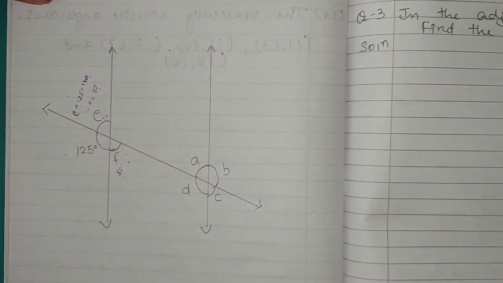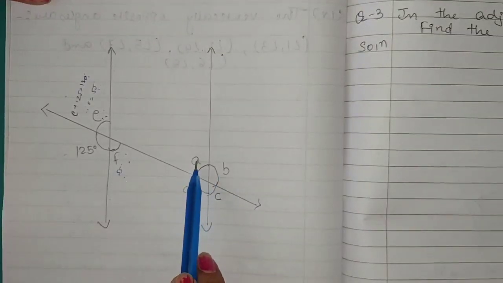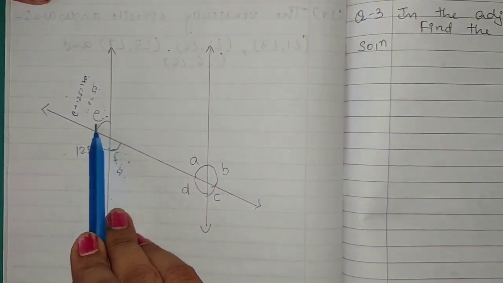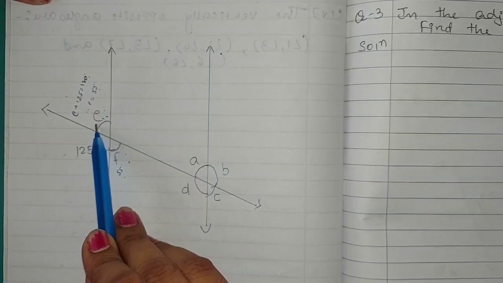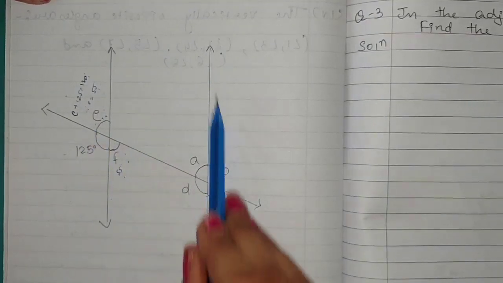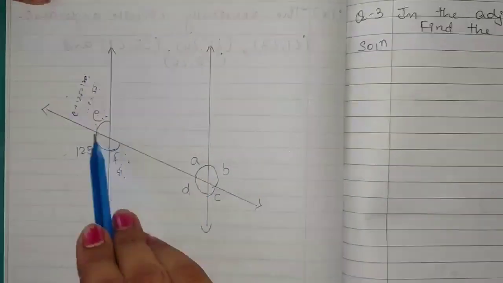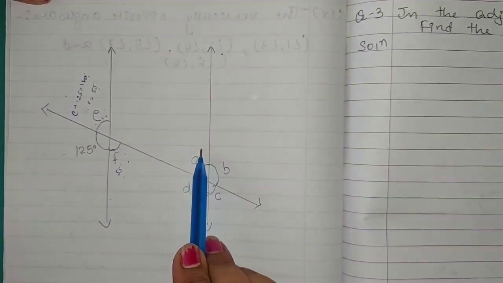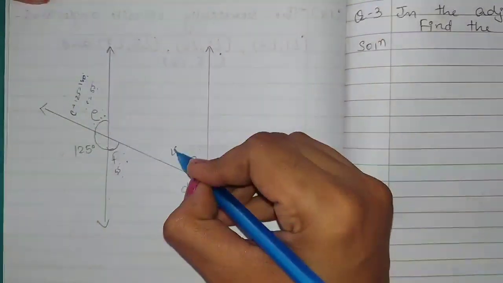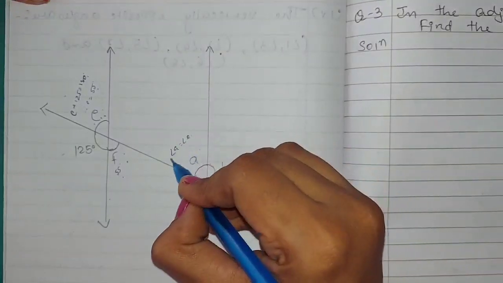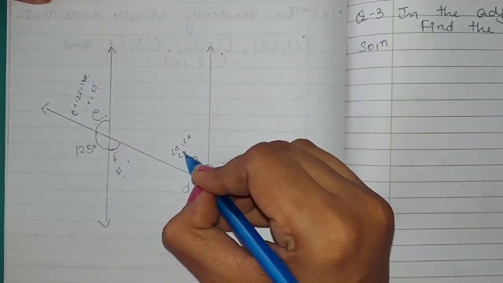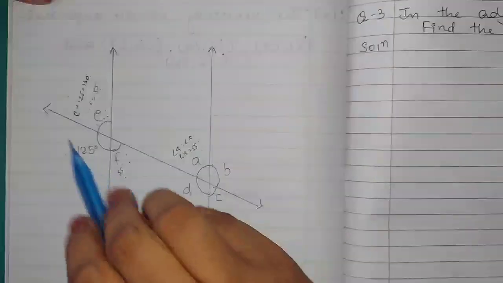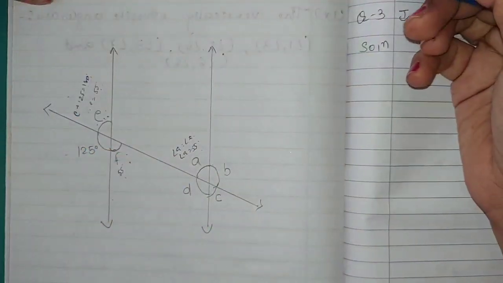So let us see the relation between angle A and angle E. Which property do these two follow? It follows corresponding angles. So angle A equals what, students? 55 degrees. Why 55 degrees? Because angle A equals angle E in corresponding angles. So angle A equals 55 degrees because angle E equals 55 degrees.